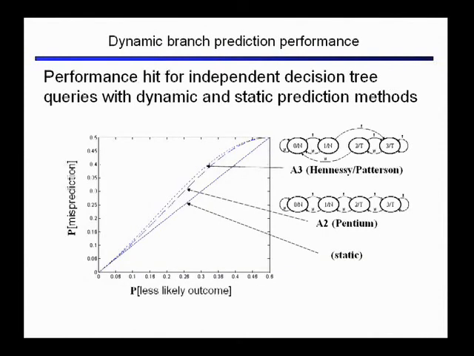But as I said, in this case, it makes things a little worse. Instead of having the probability of the less likely outcome be equal to the probability of misprediction, it turns out that the probability of misprediction will be slightly greater than the probability of the less likely outcome. And you can do that through analysis of the Markov chain.